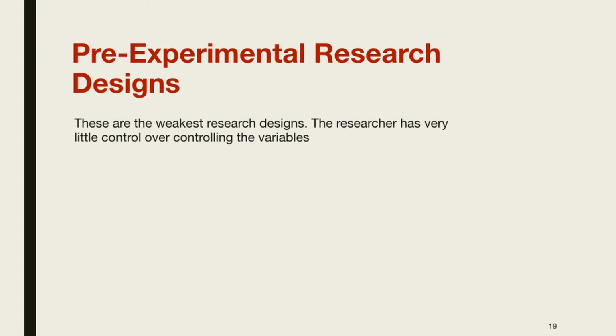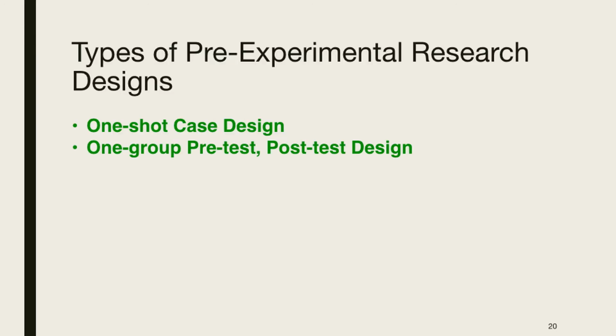Let's come to pre-experimental research design. These are the weakest research designs, and care must be taken. If possible, one should try to do at least a true experimental, and if not, at least a quasi-experimental. If both those designs are not possible, only then you should think about a pre-experimental research design. They are weakest. The researcher has very little control over controlling the variables. There are two types of pre-experimental research designs in education: a one-shot case design and a one-group pre-test, post-test design.